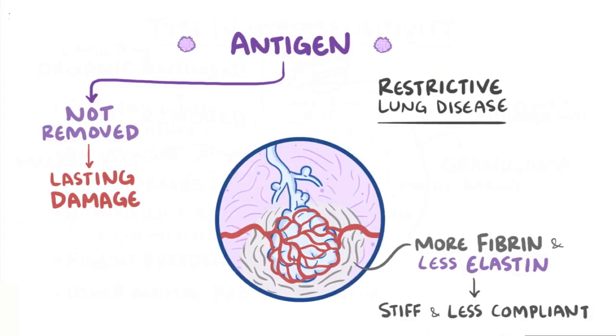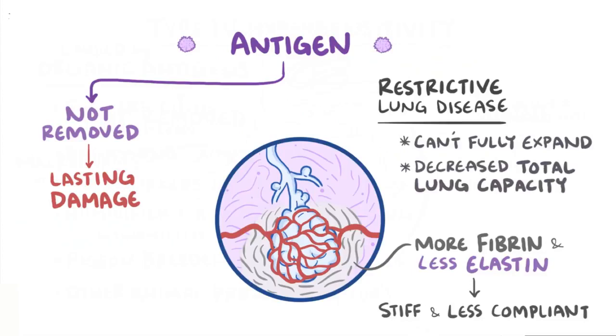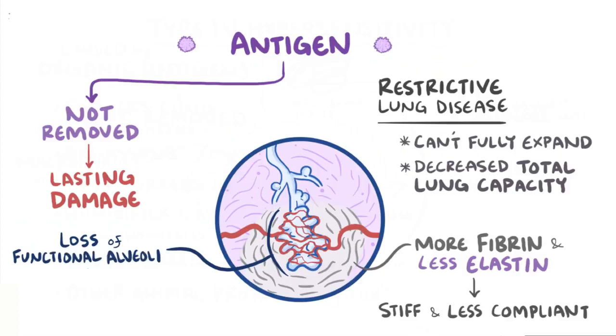In restrictive lung disease, the lungs can't fully expand, and they have a decreased total lung capacity. The scarring also results in loss of functional alveoli, and that means that it's harder for oxygen to diffuse into the blood.